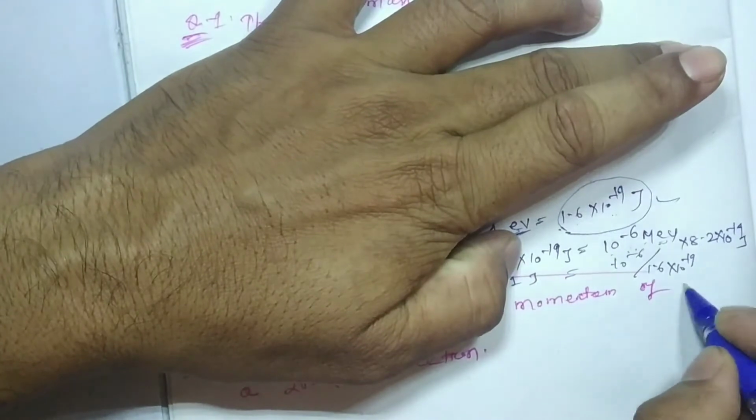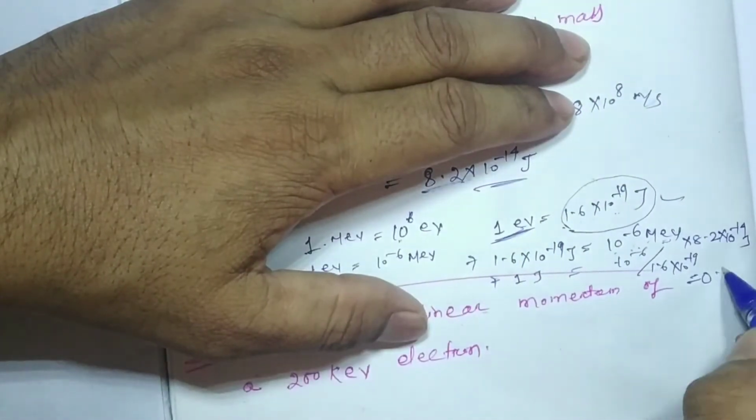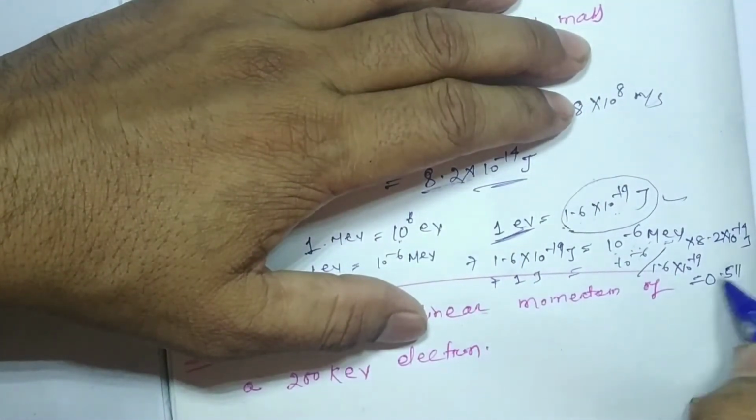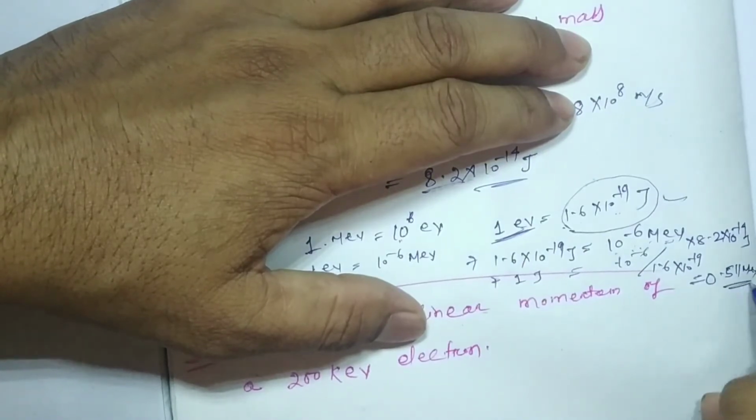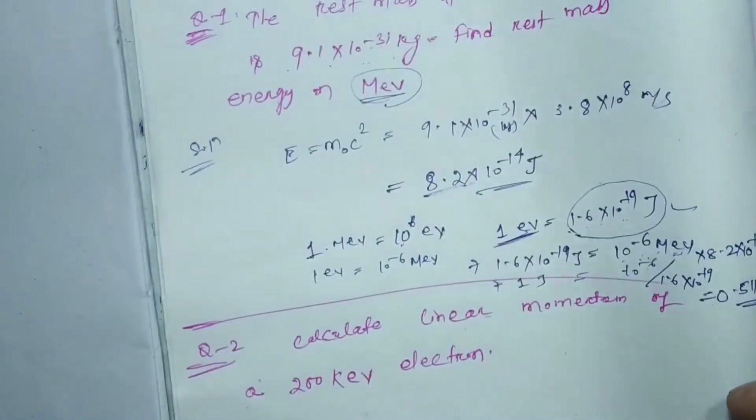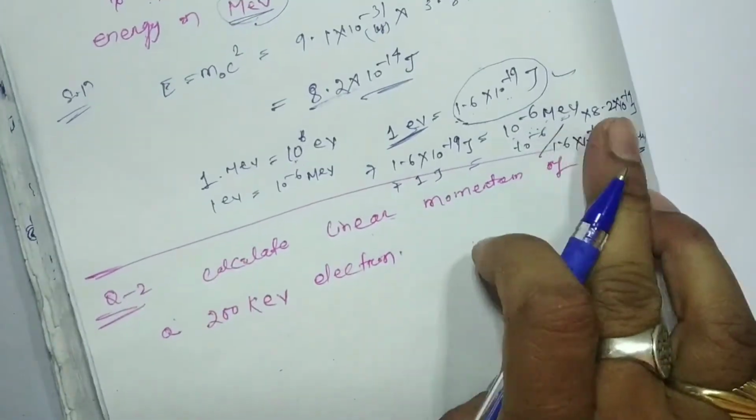And if you calculate, you can find approximately 0.511 mega electron volt. You just do it by yourself. The calculation you can do by rough work.